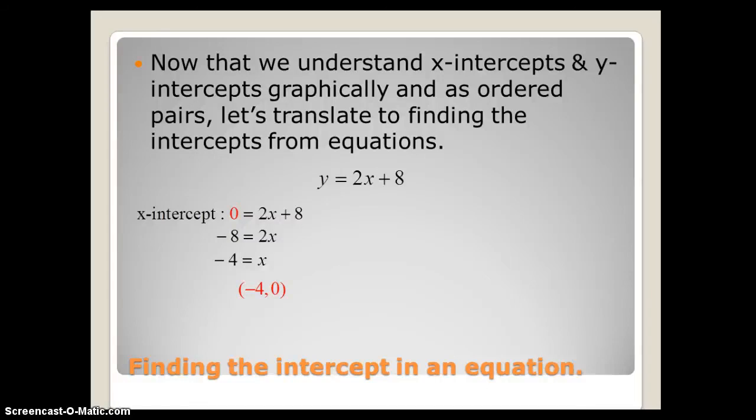Now the y-intercept is very similar, except instead of y being 0, x is 0 because our point is (0, y). So now we're going to substitute in 0 for x and solve for y. Well, 2 times 0 is 0, and 0 plus 8 is 8. y equals 8, so our y-intercept is (0, 8). So for our equation, if we were going to graph this, we would have a point at (-4, 0) and at (0, 8). Those would be our two intercepts of our graph. That would be where our line crosses the axes.